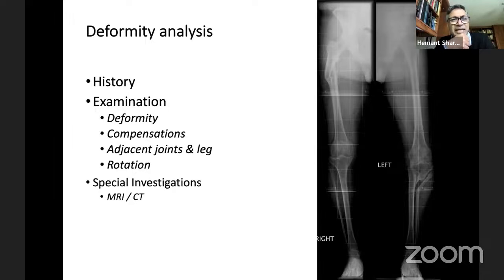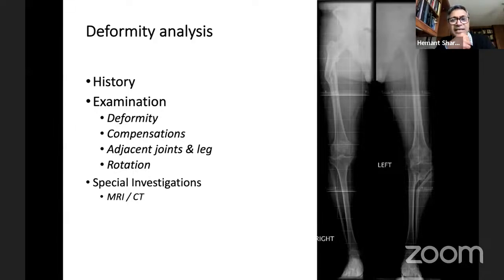So for any deformity analysis. Sorry, just one more thing. I'm going to just stick to the principles, as I think Cherian and Vasu are going to present some amazing cases, as they always do. They have done some wonderful work. So I'm just going to look at the principles, and the clinical cases will be presented by Cherian and Vasu.